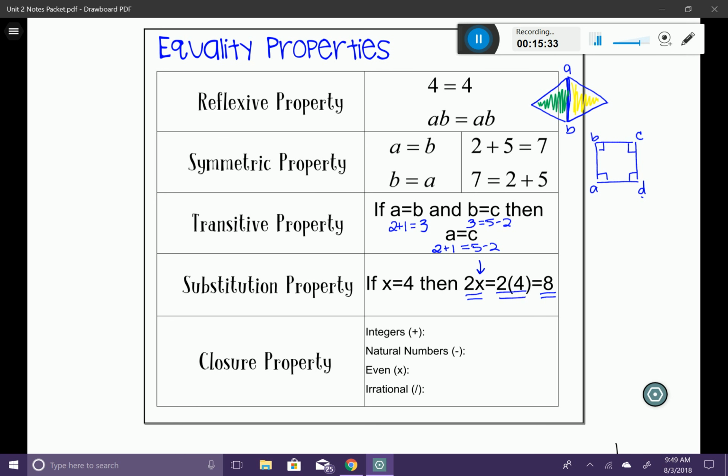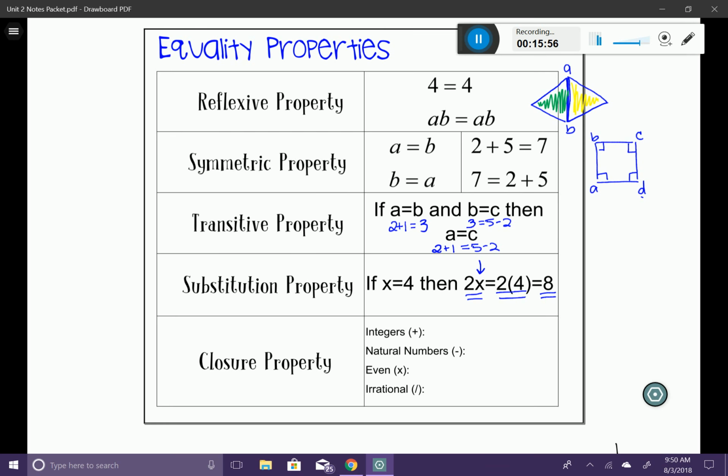Okay, the last equality property before we get into some other unique ones is called the closure property. And sometimes you're not going to see this very often, to be honest with you, but I like to teach it just so that you're aware of it. The closure property works like this. I'm going to use some different examples here to explain it.